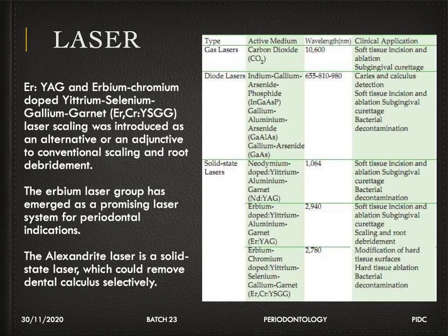The next advancement is laser. Hard tissue lasers have been introduced which can be used to do scaling. So the erbium laser group has emerged as a promising laser system for periodontal therapy. These can be used for detecting and removing calculus in a better way.